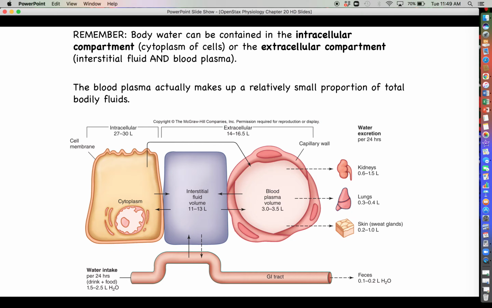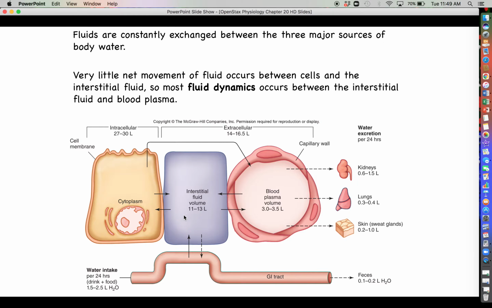So you'll recall that, maybe to your surprise, the water that's in the blood plasma actually makes up a very small proportion of total bodily fluids. So again, most of the water is in the cytoplasm and to a lesser extent the interstitial fluid. You can see in this diagram how some of the dynamics work here. Body water can be exchanged between the three major sources of water, so you can see between cells in the interstitial fluid, between the interstitial fluid and the blood plasma.